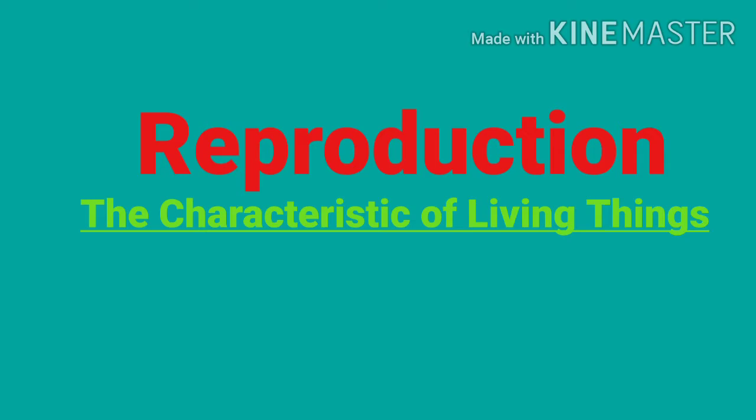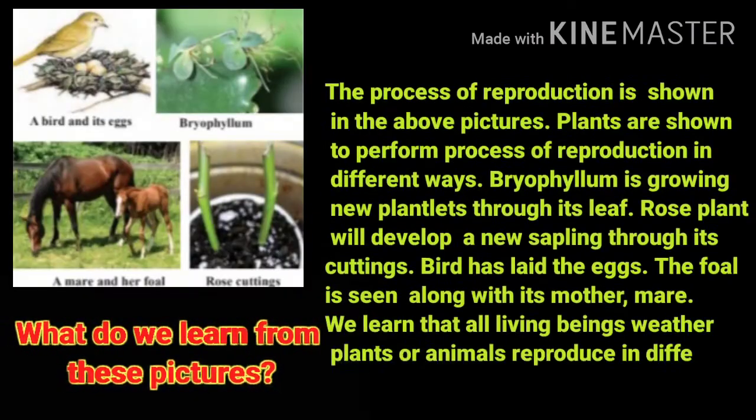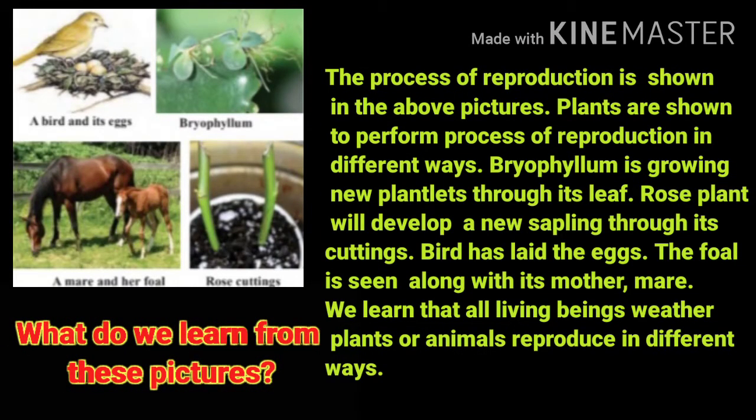Reproduction, the characteristic of living things. What do we learn from these pictures? The process of reproduction is shown in the above pictures. Plants are shown to perform the process of reproduction in different ways. Bryophyllum is growing new plantlets through its leaf. Rose plant will develop a new sapling through its cuttings.